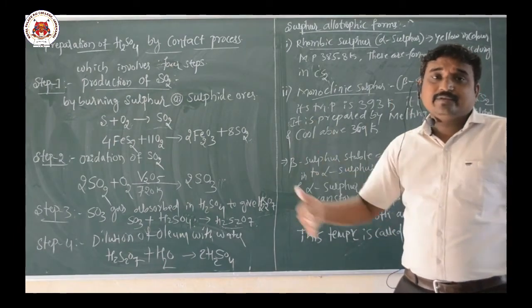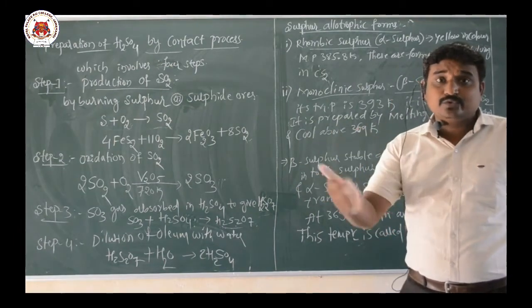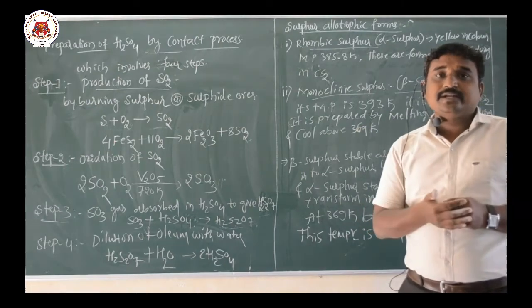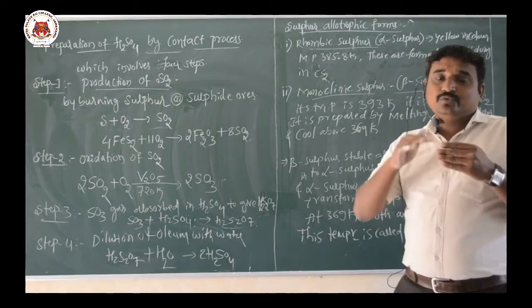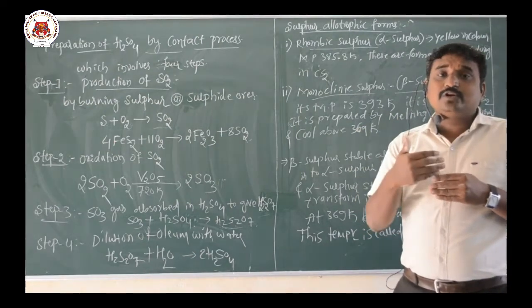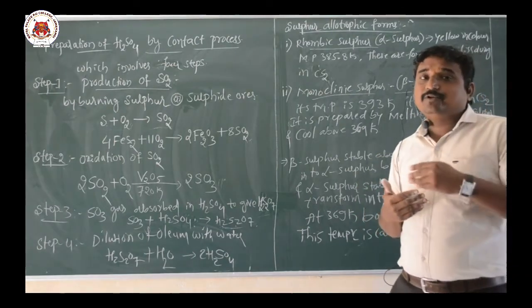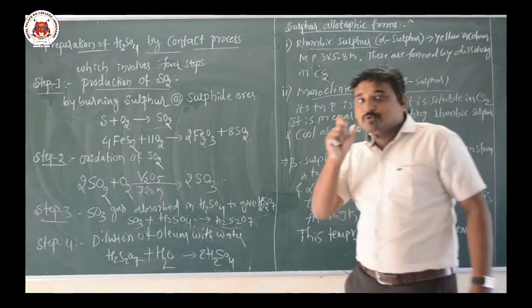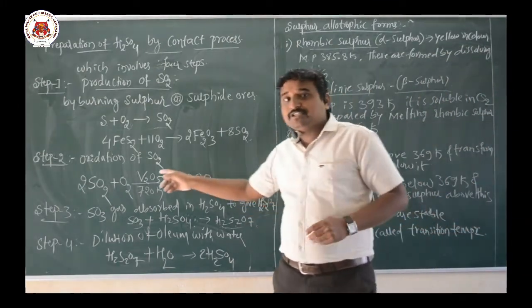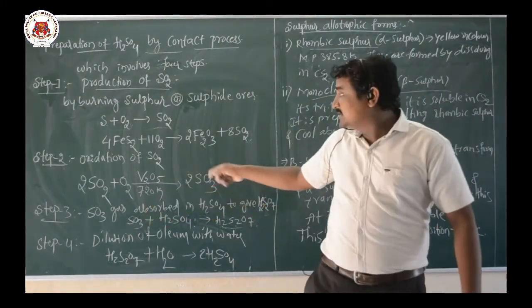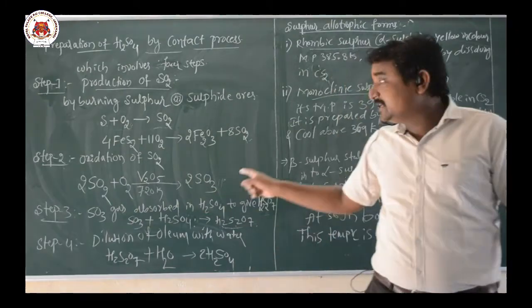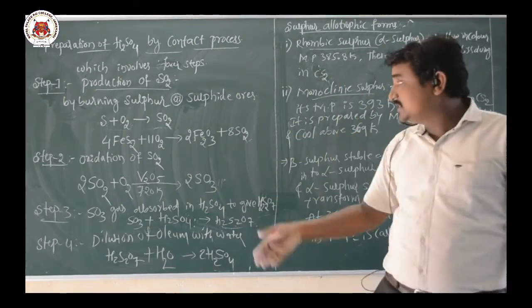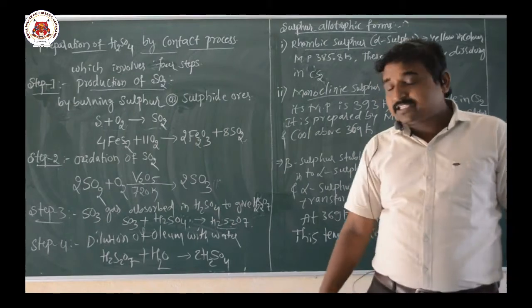So I have given one reaction, S plus O2 gives SO2. The second step is SO2 to SO3. That means SO2 undergoes oxidation, and there is a formation of SO3, sulfur trioxide. The SO2 undergoes oxidation in the presence of vanadium pentoxide at 720 Kelvin temperature, forming SO3, that is sulfur trioxide.